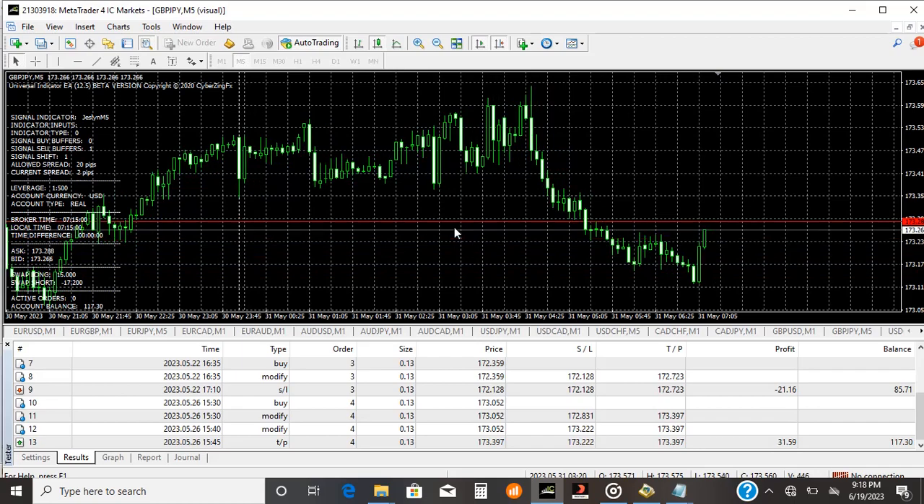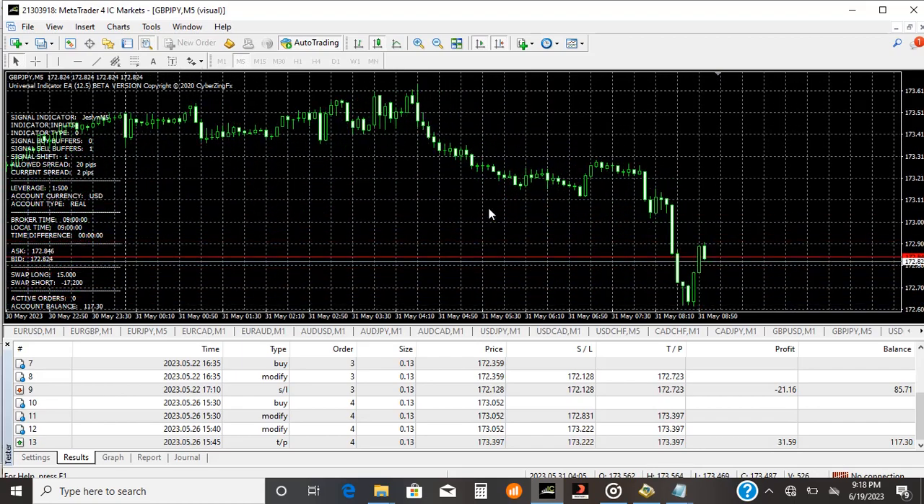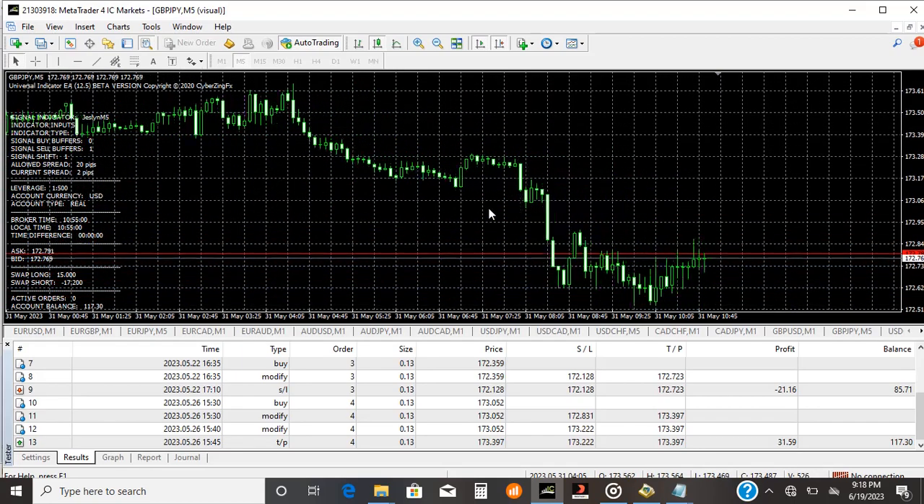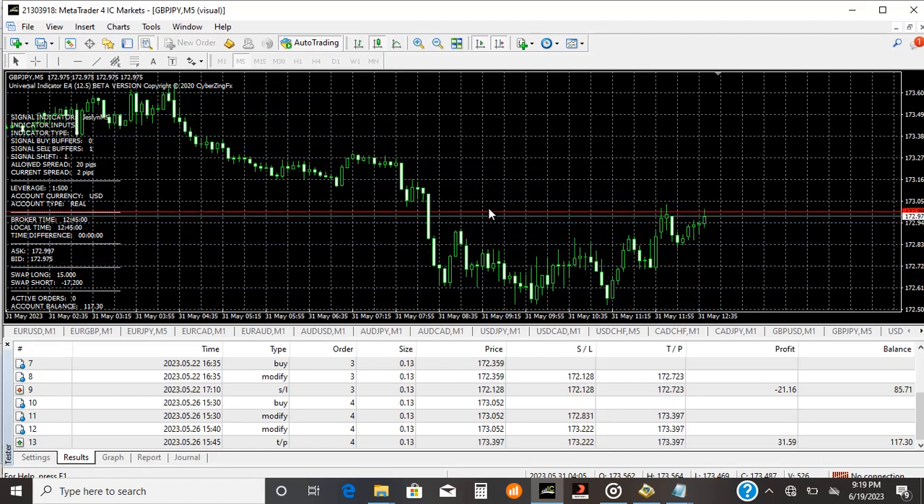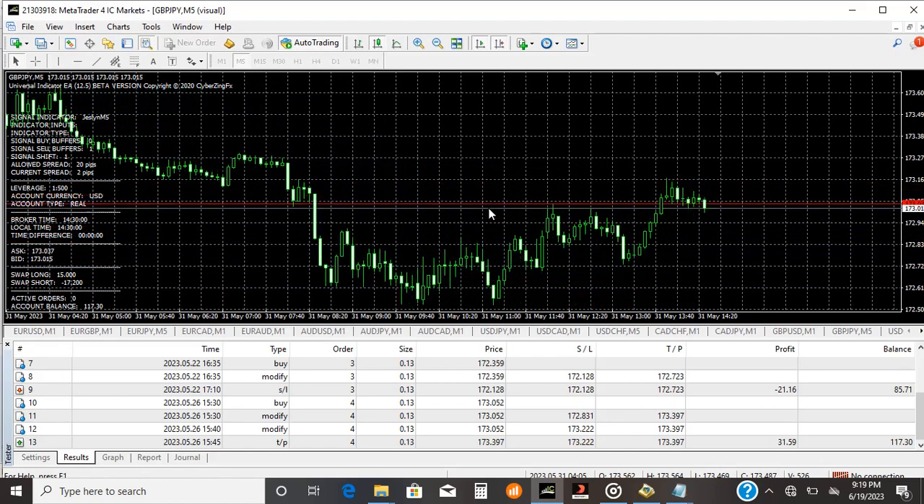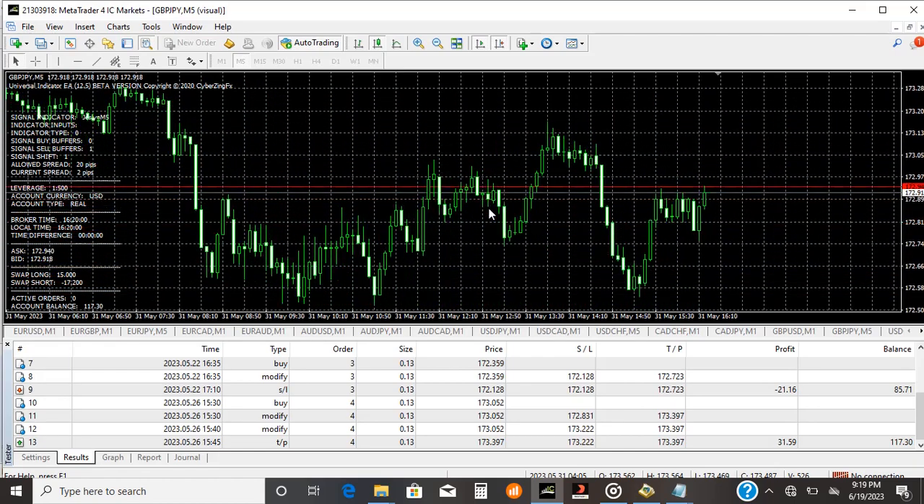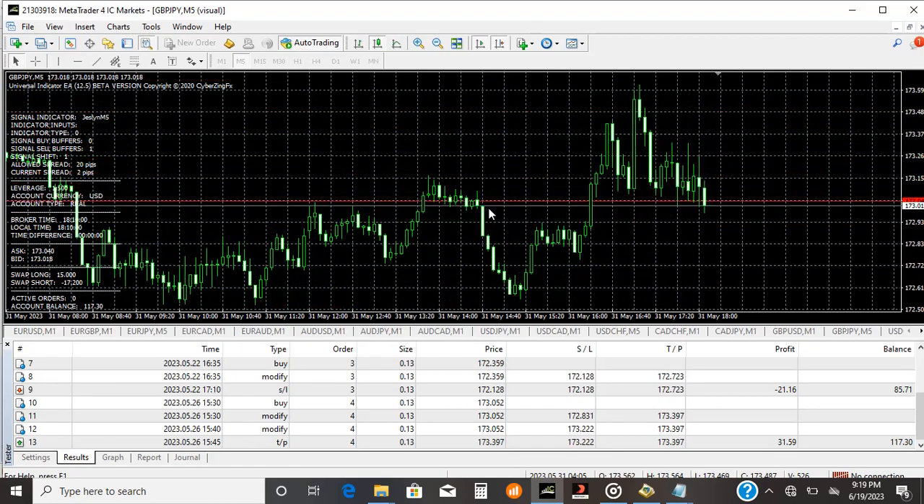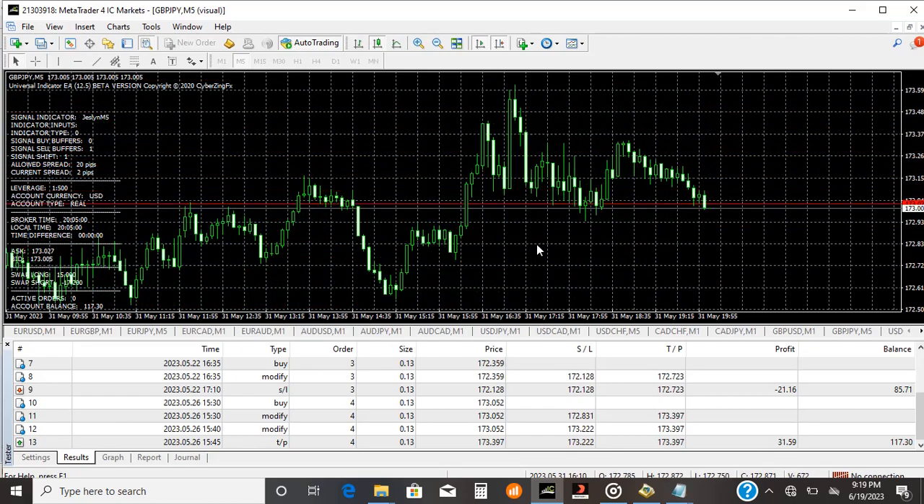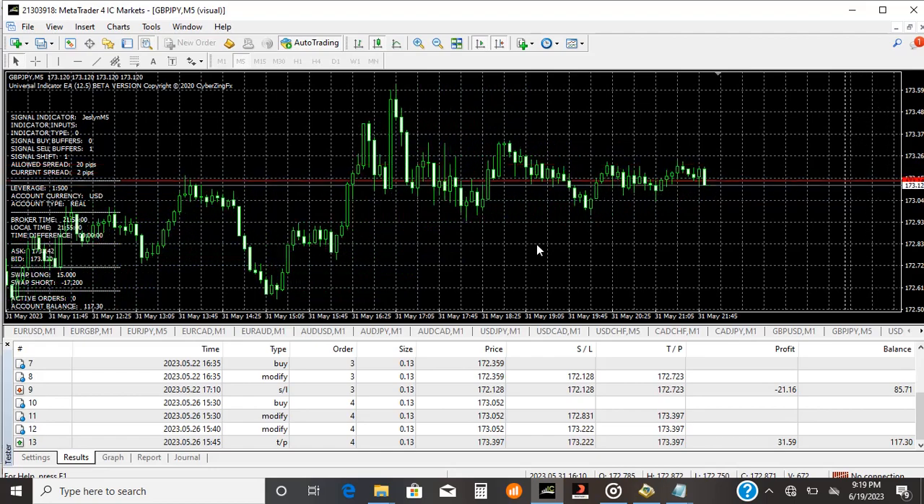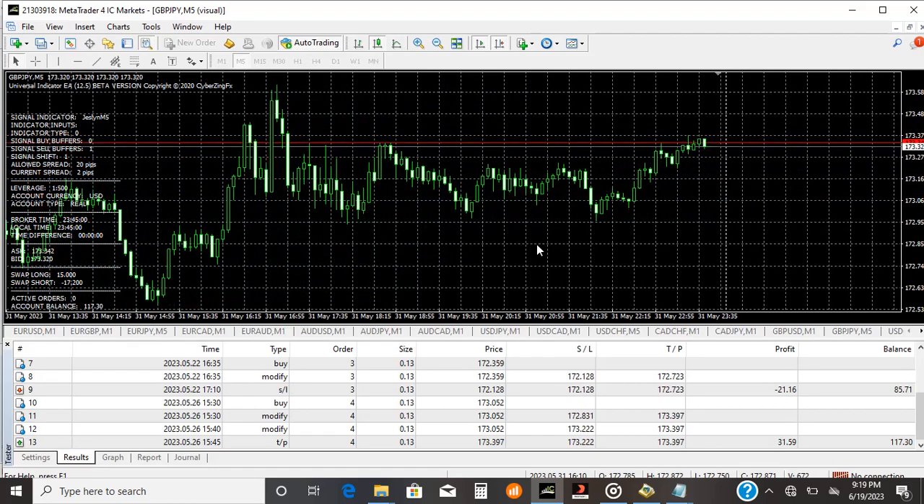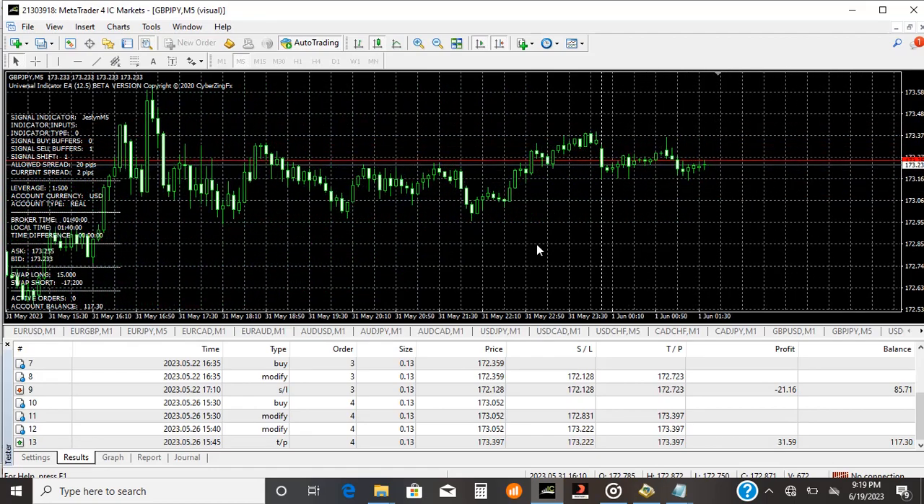So you have to know how to calculate your money management system with your ATR, so that, for example, if the average true range has increased, you can reduce your lot size or increase it accordingly.